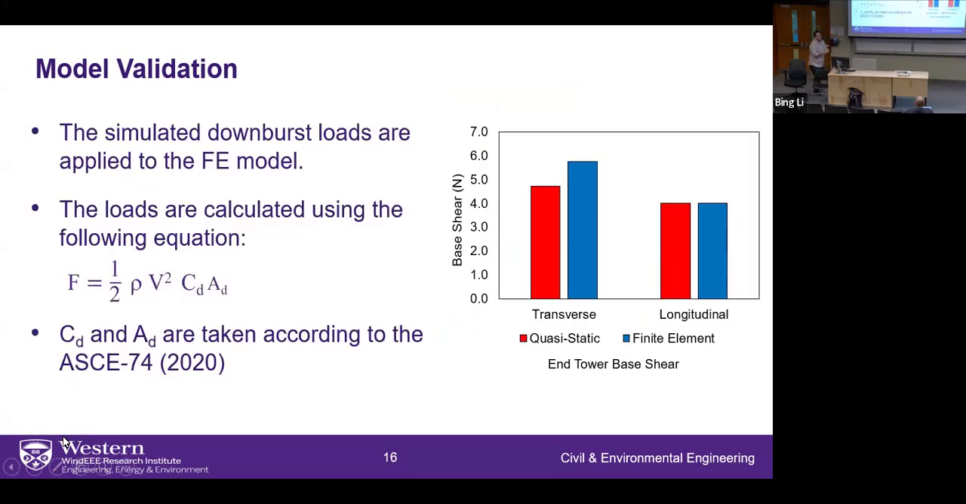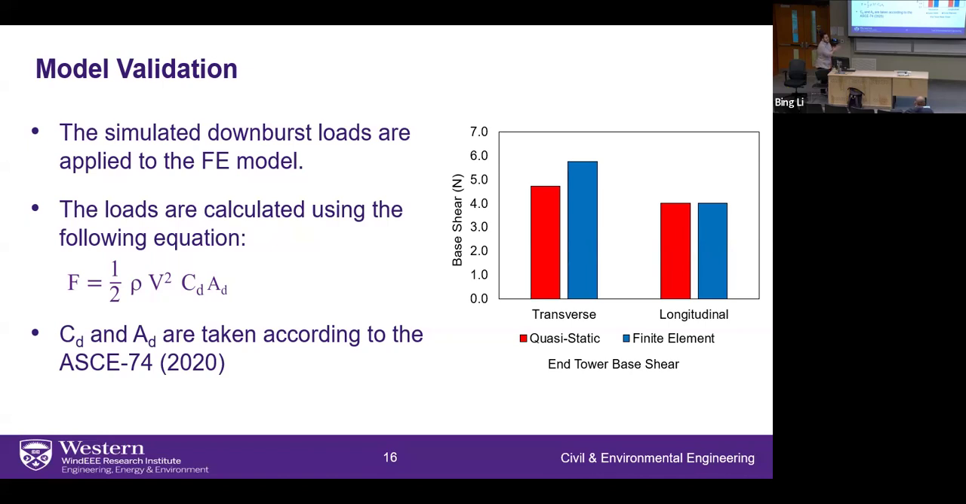Then we apply the downburst load we have at 20. So we calculated the load using this equation. So we have rho as the air density, and V is the downburst velocity we measured at 20. And CD and AD are the drag coefficient and drag area defined with the ASCE for the tower and the cables. So we can see there is a good agreement in the longitudinal direction for the base shear of the end tower between the finite element model and the quasi-static base shear.